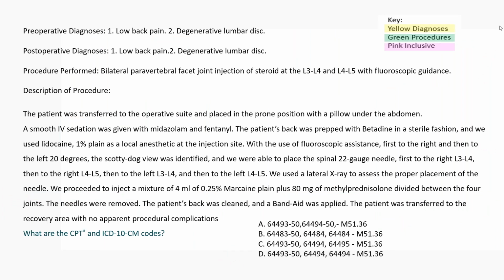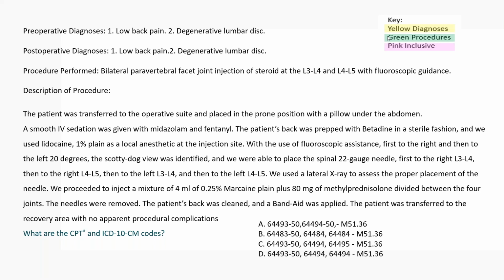Okay. What are the CPT and ICD-10-CM codes? A: 64493 modifier 50, 64494 modifier 50, and M51.36. B: 64483 modifier 50, 64484, and M51.36. C: 64493 modifier 50, 64494, 64495, M51.36. And D: 64493 modifier 50, 64494, M51.36.